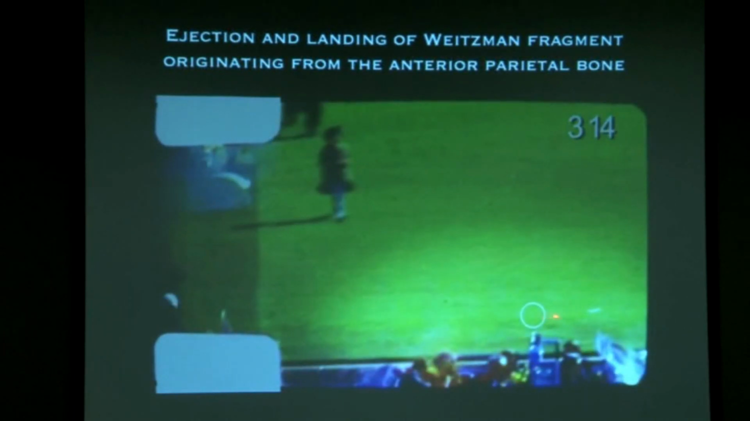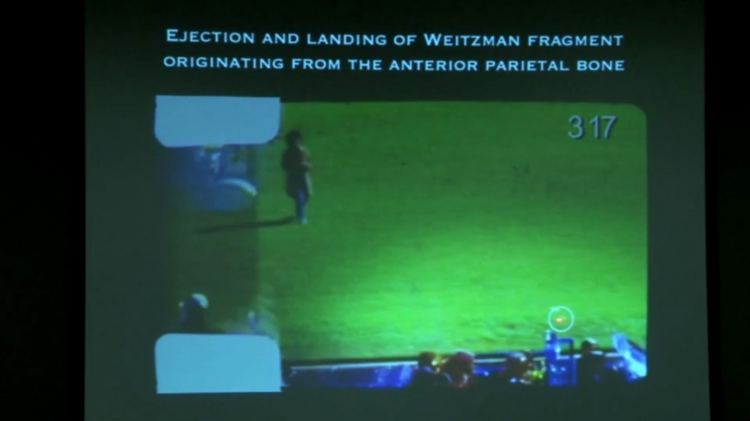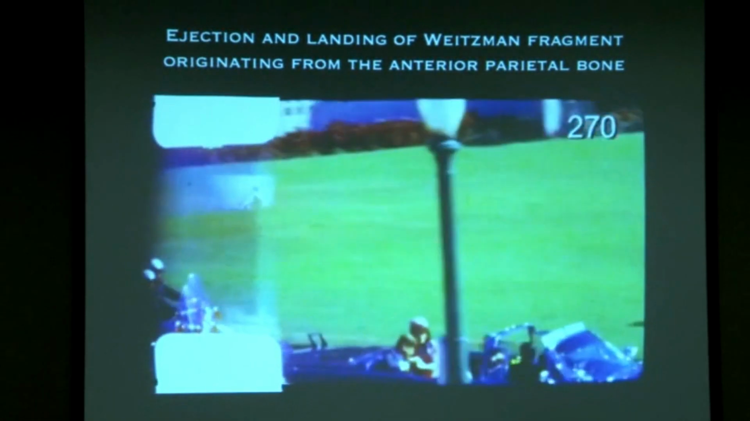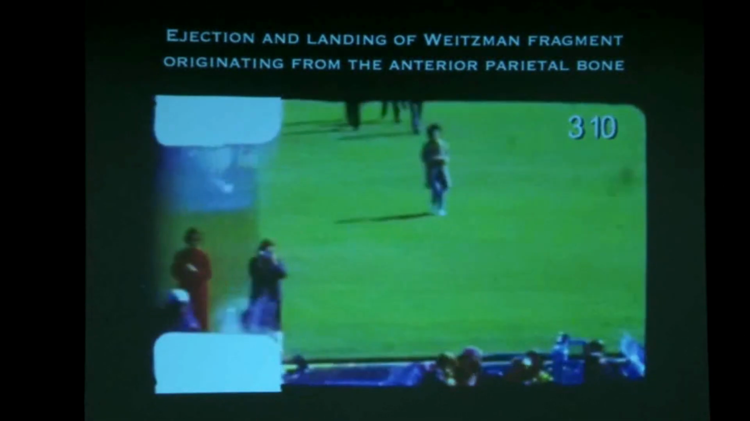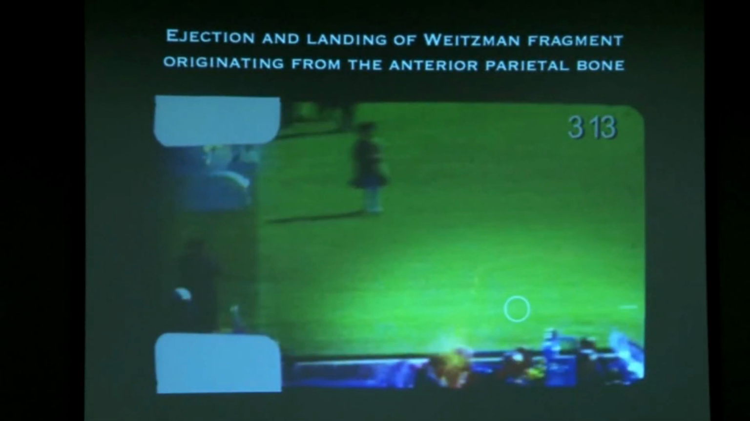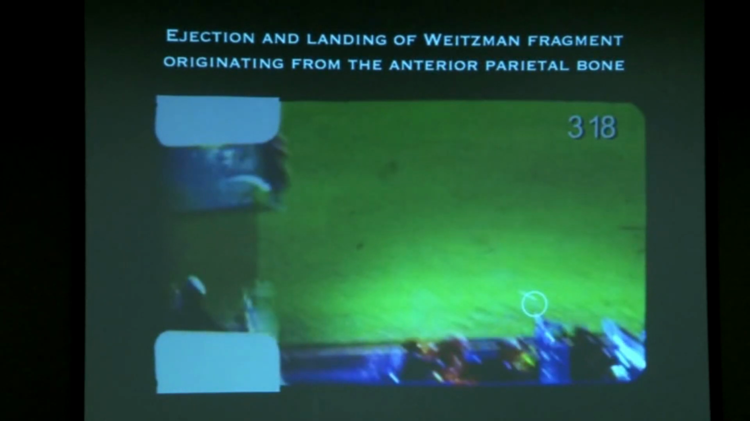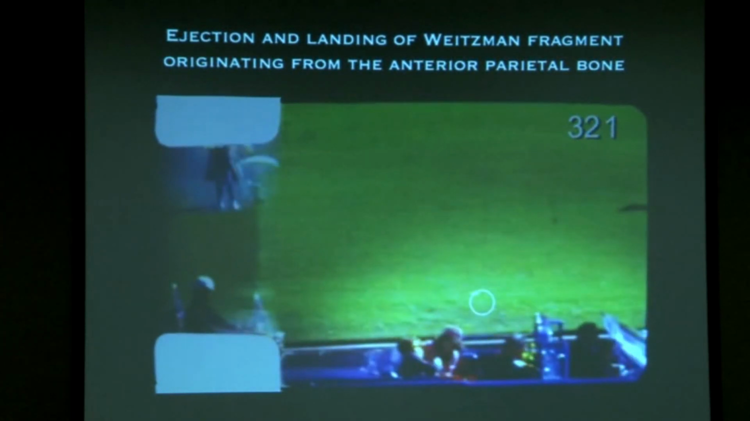This will show the Weitzman fragment. It's harder to see, but you can see it landing there. There was nothing there before, and you can see it landing right near the curb. Here is a film of the Weitzman fragment arising from in front of the Harper fragment and landing near the south Elm Street curb where it was found minutes after the assassination.